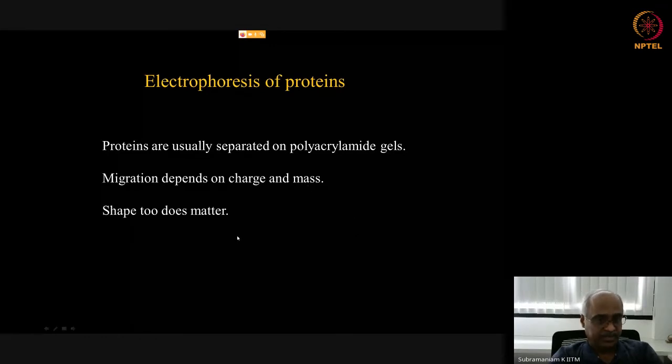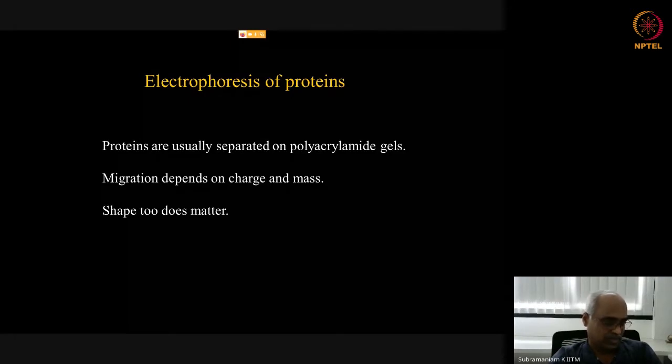And shape also matters, because the pore size is going to have a certain diameter, and if you have a long fiber kind of thing with a low diameter, then that can migrate, while a shorter, globular protein with a bigger diameter is not going to migrate.